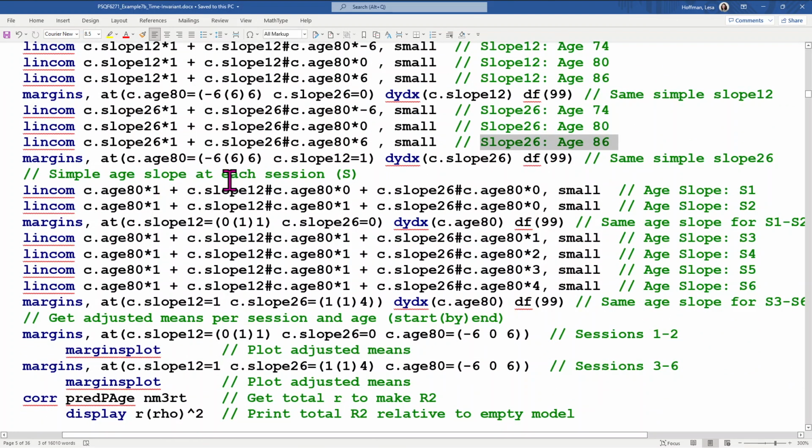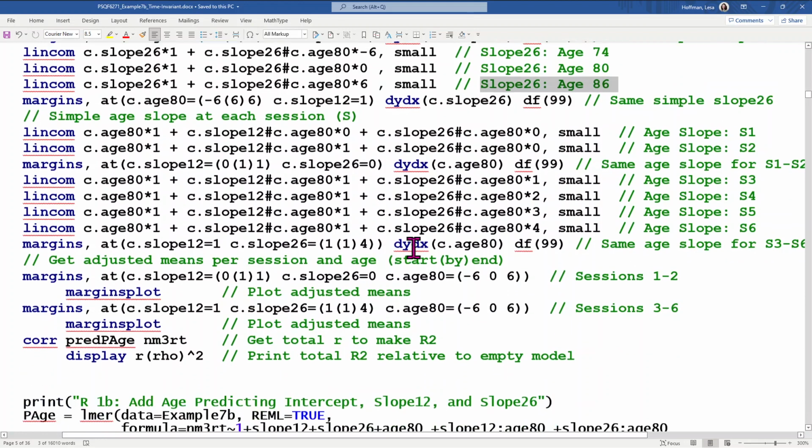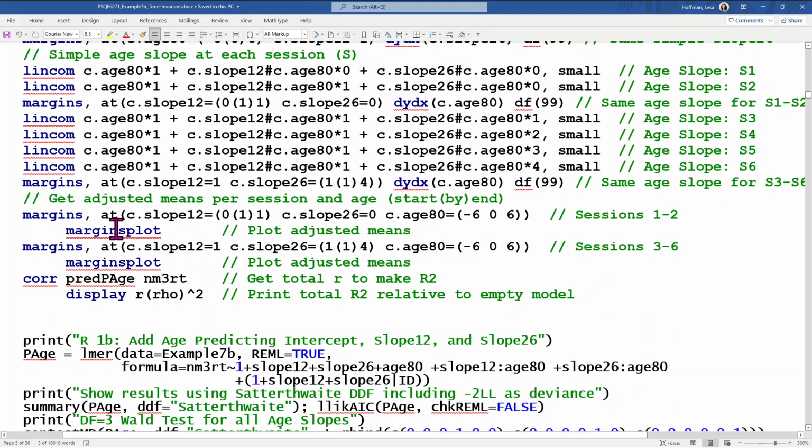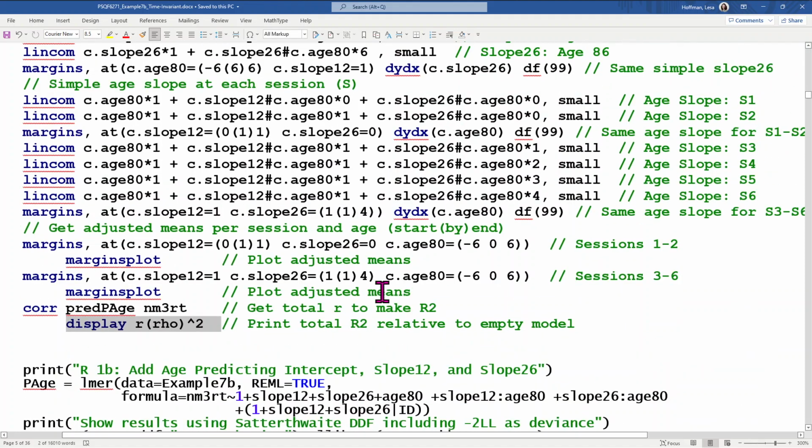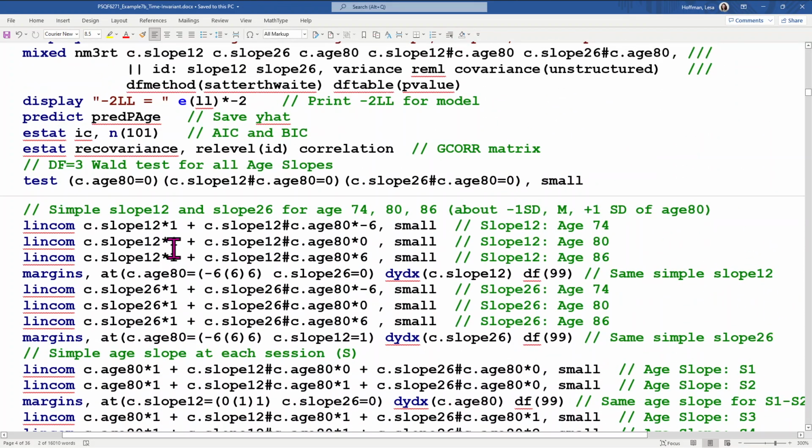These latter commands are asking for the simple age slope at each session, and that requires 2 different calls to dydx to do that more simply here. I'm asking for predicted outcomes and making a plot of them, as well as correlating the predicted response time with the real one, and then displaying the square of that correlation as total R square. Which means, yes, I skipped over this line. This is where the y hat column is being generated from this model.